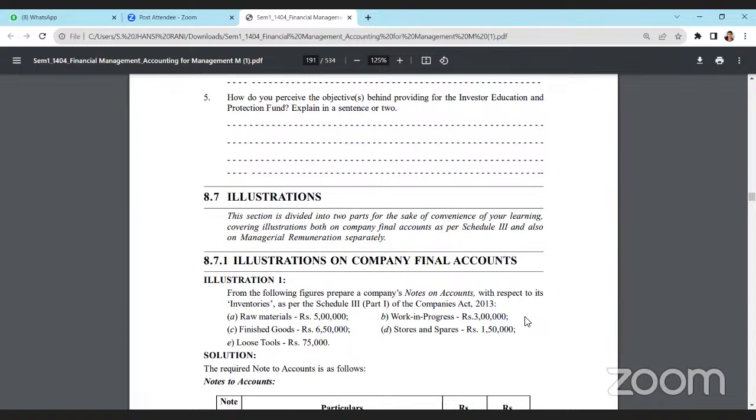Without the Fevicol, can we make a table? No, it is not possible. Why? Because we have to paste the laminate to the plywood, and screws have to be used to fix that table. It is not possible for us to do without them. So stores and spares and loose tools are also part of the inventories. So what we will do, we write a table.